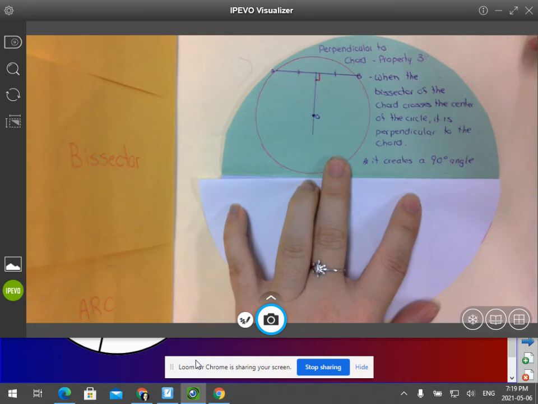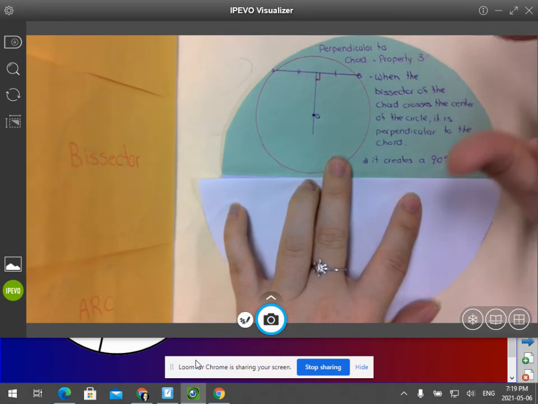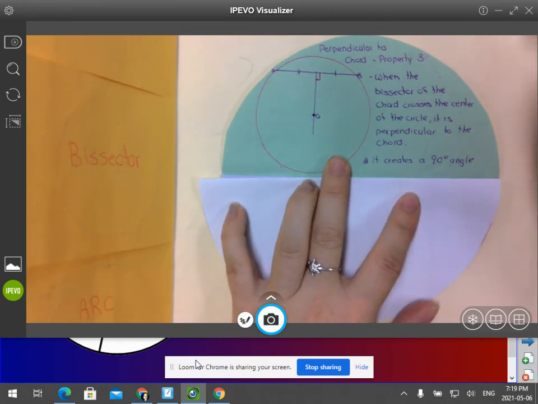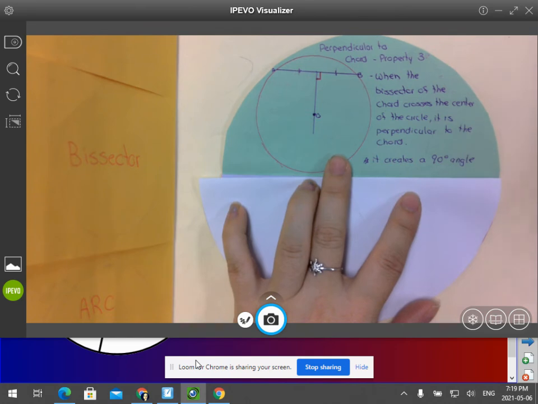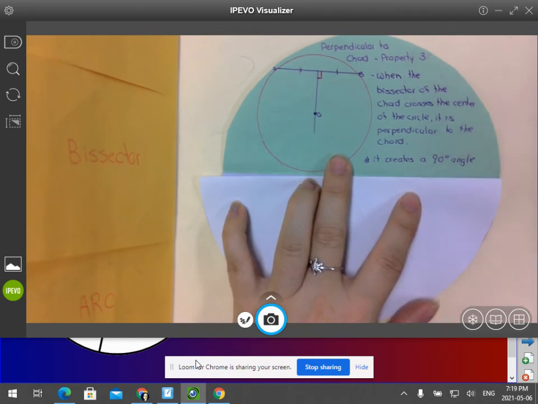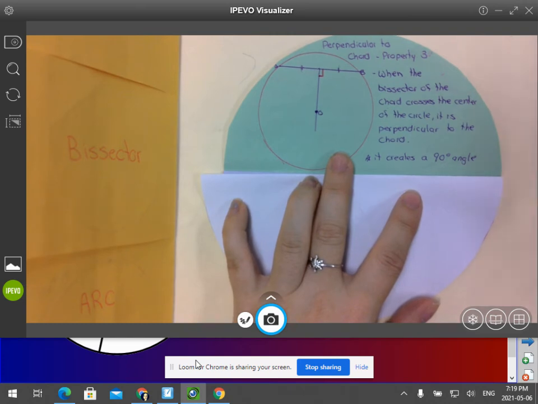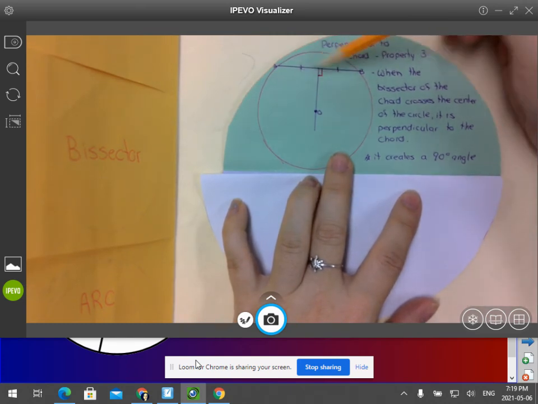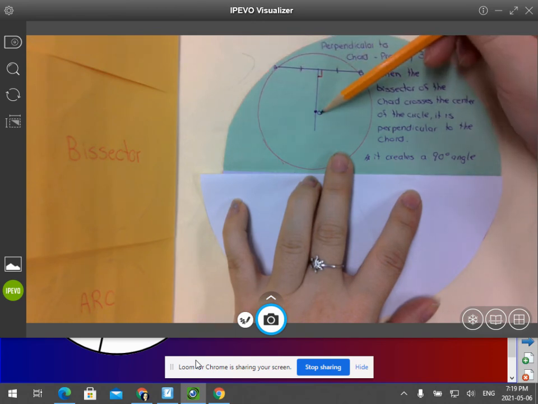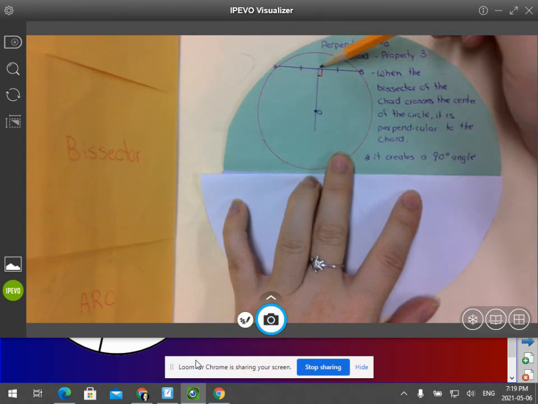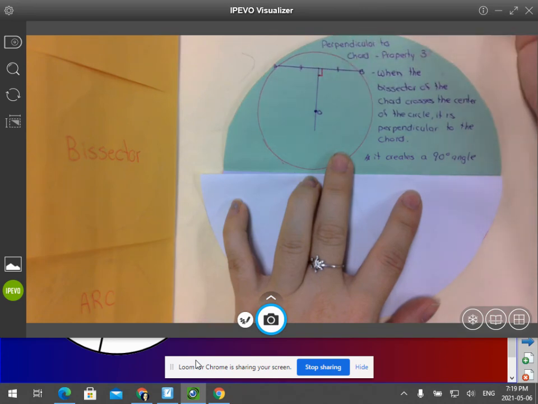These chord properties really all go together, 1, 2, and 3. I'm not exactly sure why they have them all separated, and you will have some questions that ask you what chord property was used to solve a problem, so it's important that you know what they are. Chord property 1, split in half. Chord property 2, touches center. Chord property 3, makes a 90-degree angle.